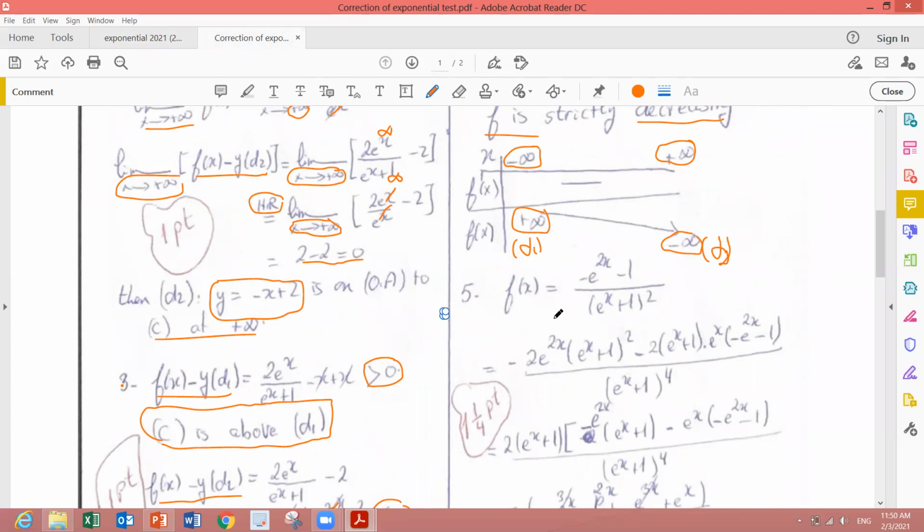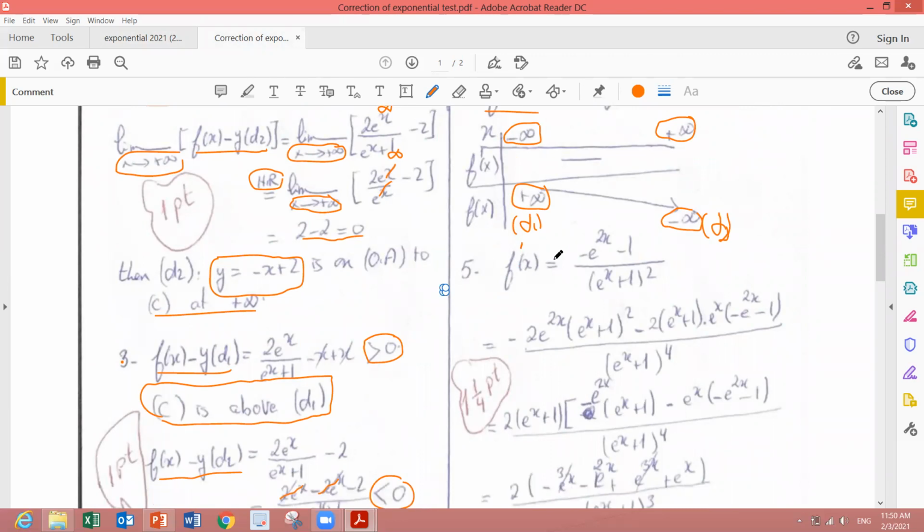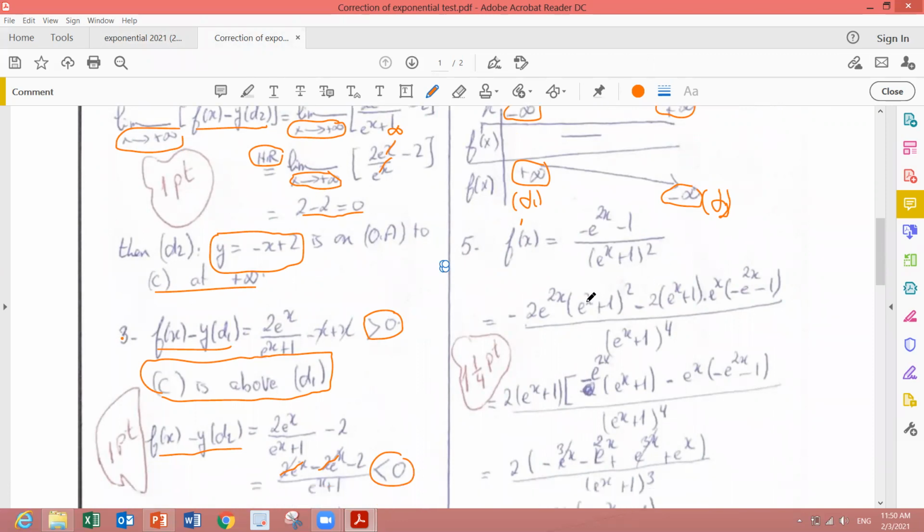So this is f prime x, equals minus e power 2x minus 1 over e^x plus 1 squared. u prime, the derivative of minus e power 2x, is minus 2e power 2x, into (e^x plus 1) squared. Now the derivative of (e^x plus 1) squared: first the power comes down, 2 times (e^x plus 1) to the power 1, times the derivative of e^x plus 1, which is e^x. Mostly all of you forget to put times e^x.